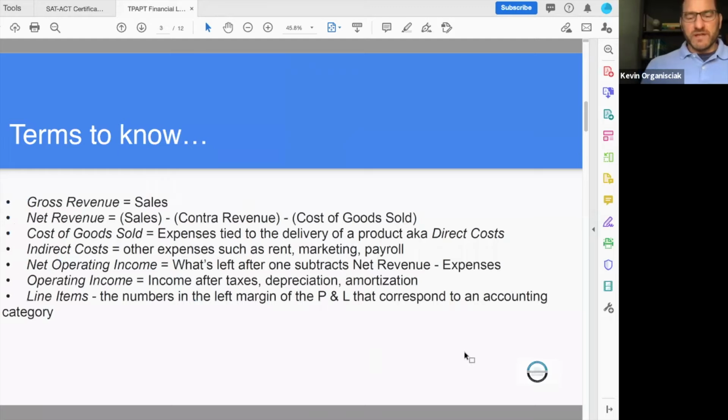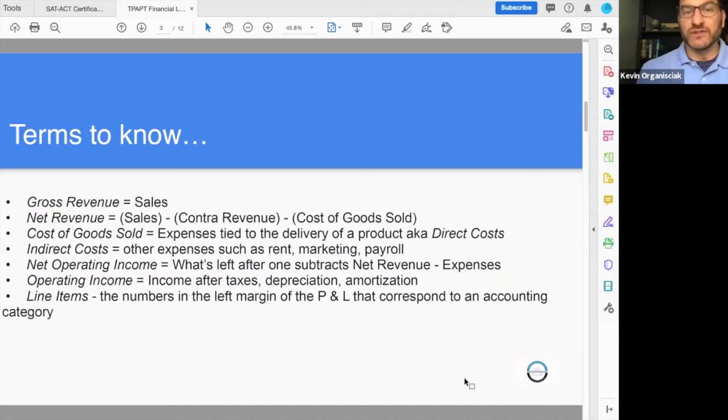So one of the important things to know about the profit and loss is some basic accounting terms, which are important to know. People sometimes get these confused, so I thought I'd just go through them. First of all, gross revenue is the same thing as sales. So, gross sales, gross revenue, same thing. Net revenue is taking that gross revenue, or the total sales number, minus contra revenue.